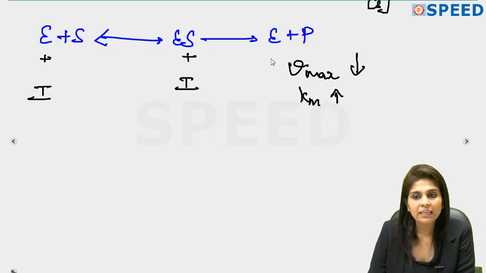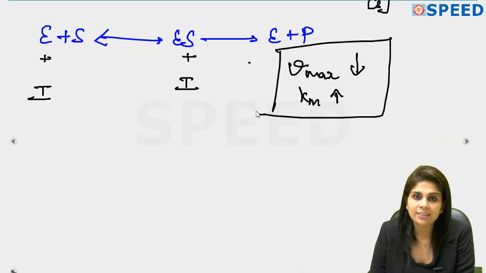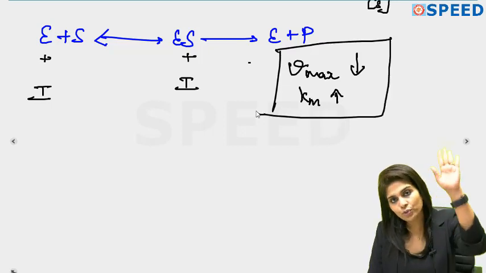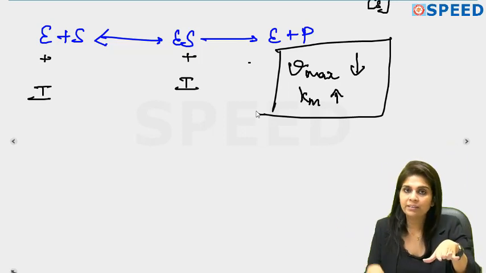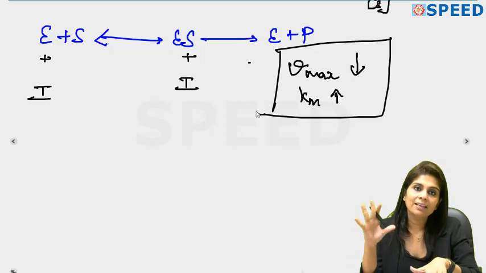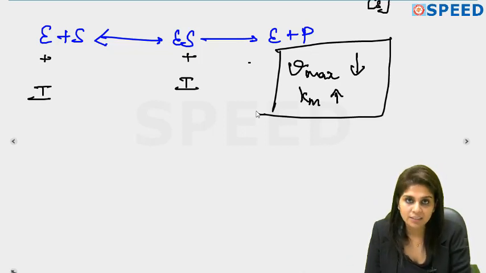So if both Vmax value and Km value are altered in the wrong direction, Vmax is supposed to be high, but here Vmax is low. Km is supposed to be low, but here Km is high. So if both the values are altered in the wrong direction, it is a mixed inhibitor.